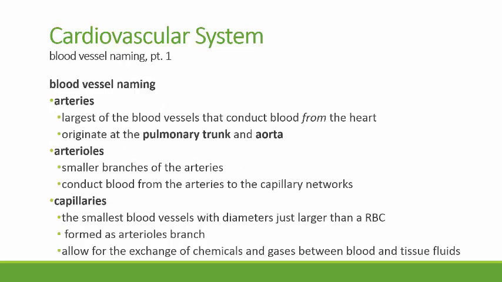So we've already talked a little bit about vessel naming, but arteries are the largest of the blood vessels that take blood away from the heart. And the arterial system originates at the pulmonary trunk, so leaving the right ventricle, and at the aorta, as the blood is leaving the left ventricle.